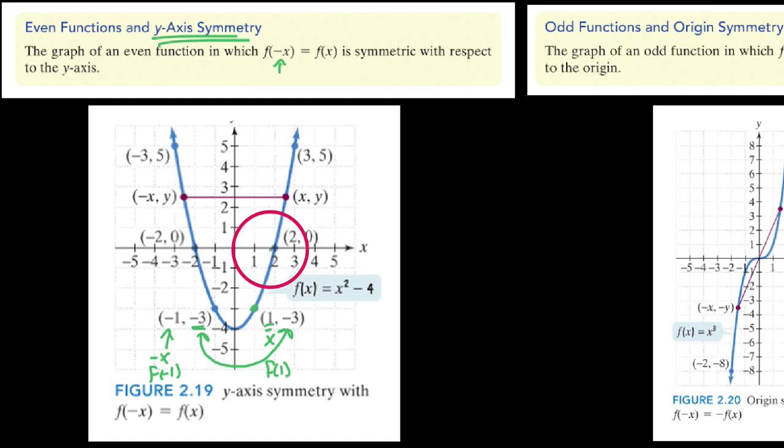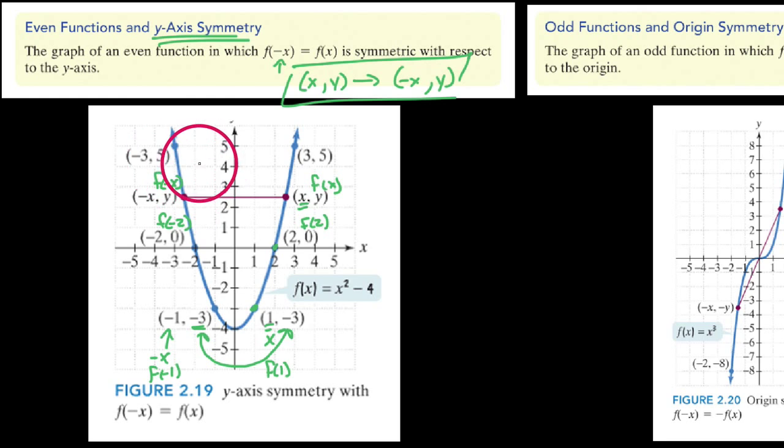And this happens with all of our x values. f of 2 is equal to f of -2. We get the same y value here for some given x value that is opposite of itself. So whenever you have this happening, for some x you plug in, you get f of x equal to f of -x, the exact same y value, then you're always going to have y-axis symmetry with even functions. So we'll say that if it's an even function, then x, y implies that -x, the same y, is also on this graph. And so we'll get y-axis symmetry with even functions.